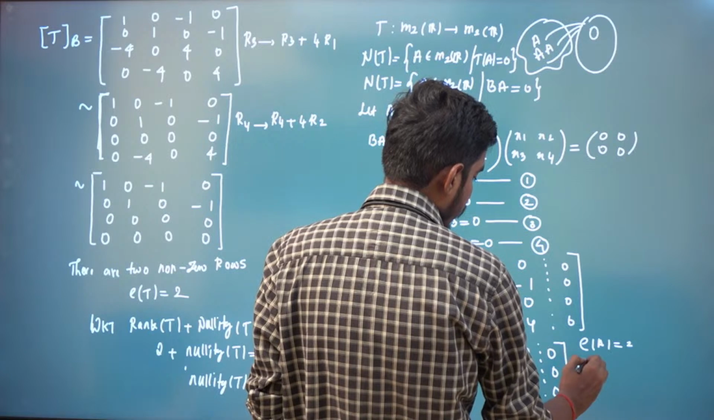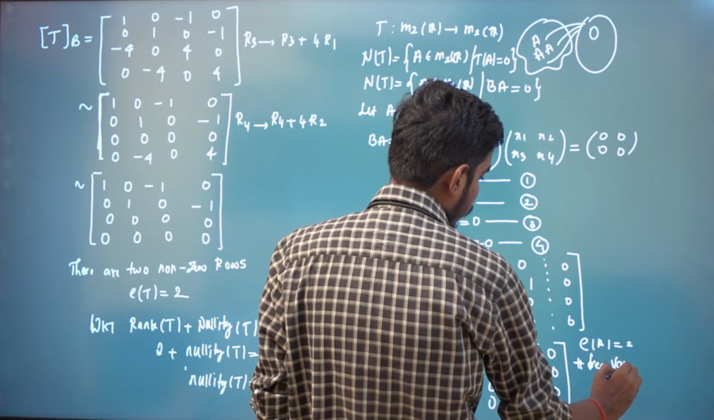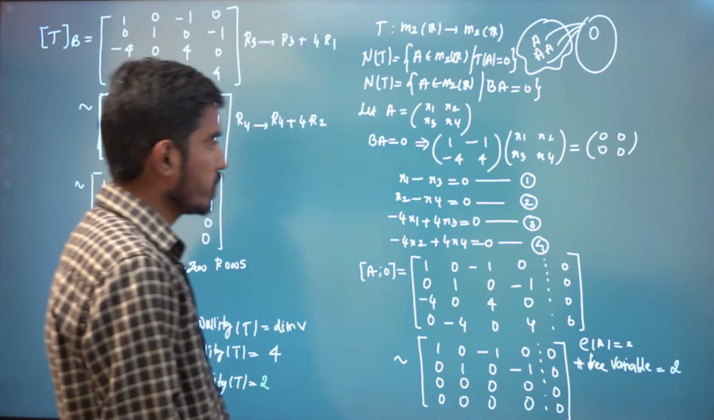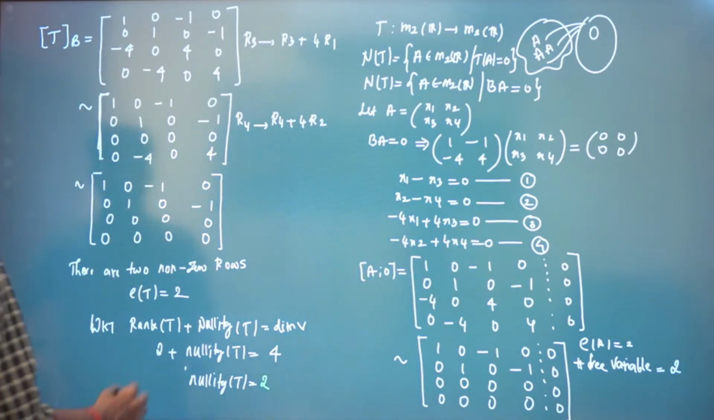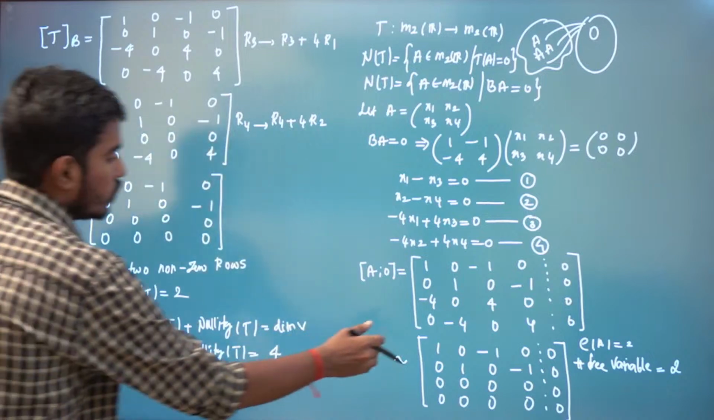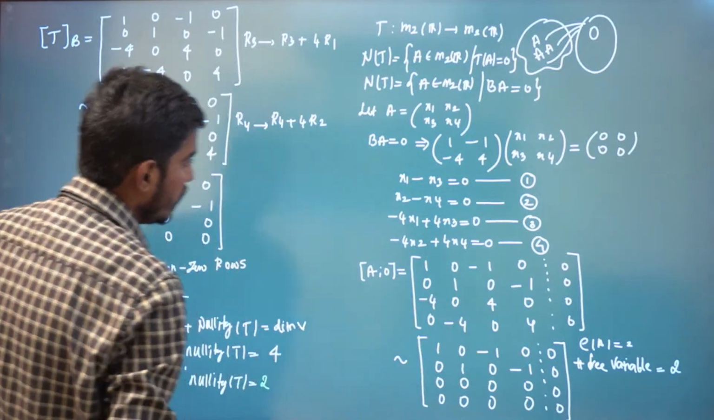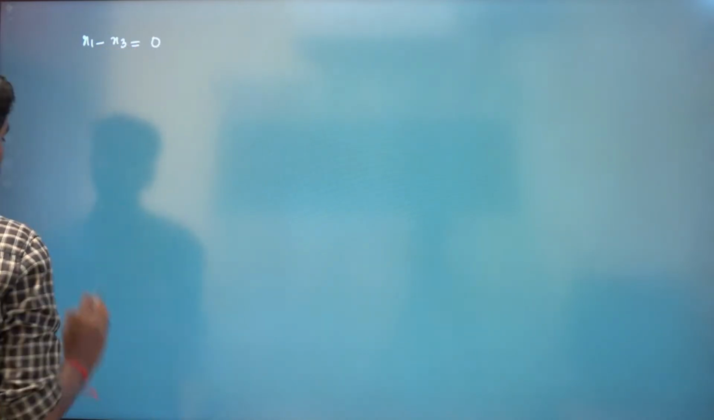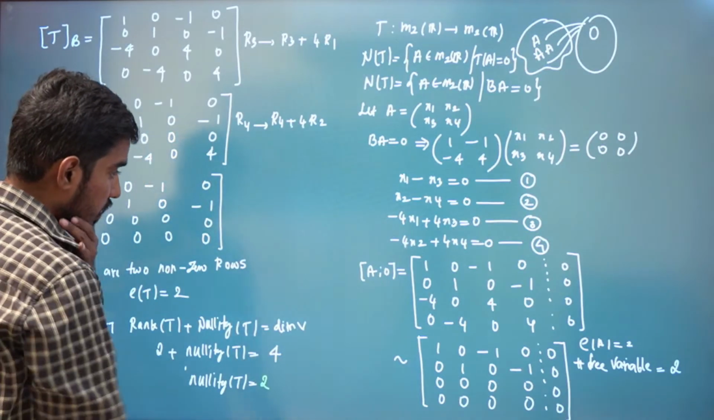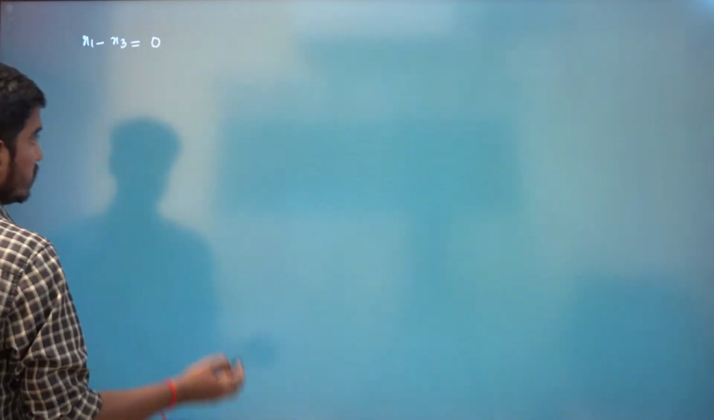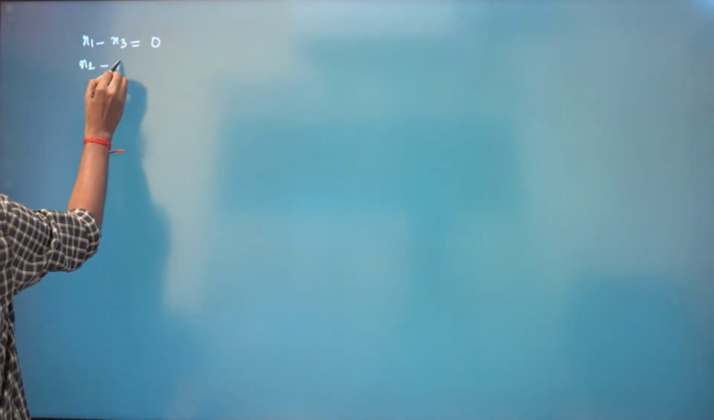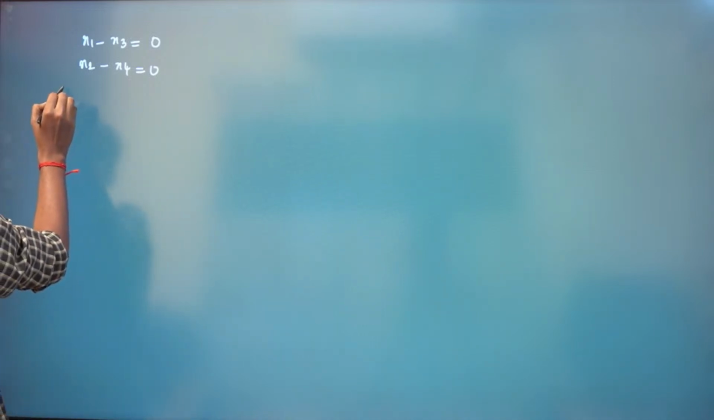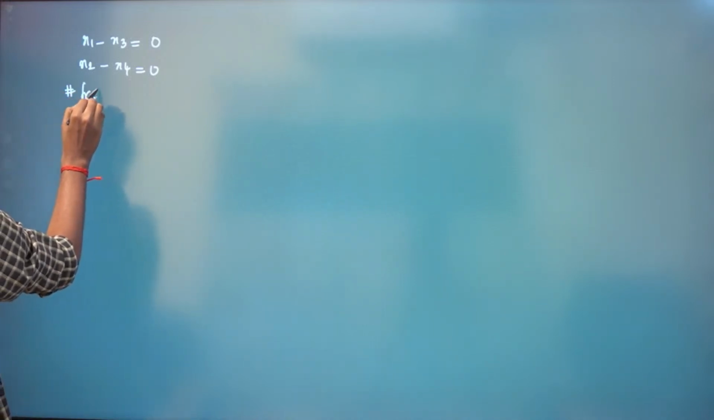So that means number of free variable is 2. So we have two free variables. If you solve this as equations, you will have x1 minus x3 is equal to 0, and then we have x2 minus x4 is equal to 0. Right?